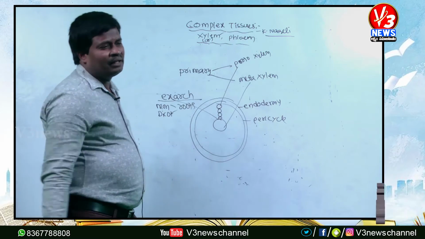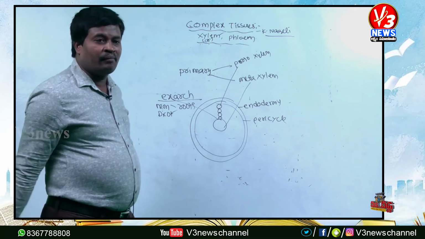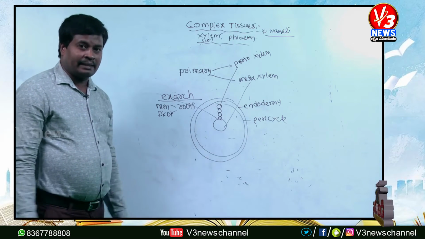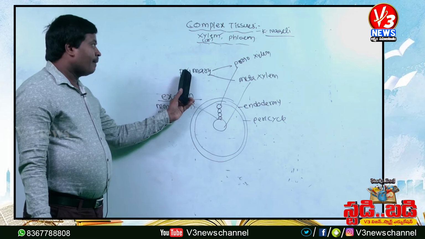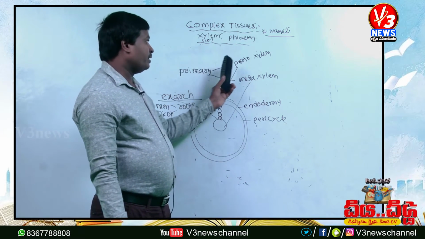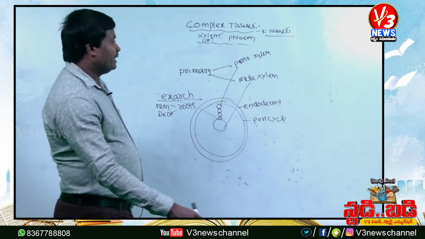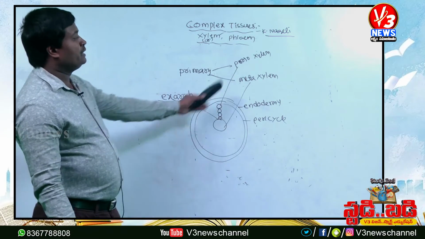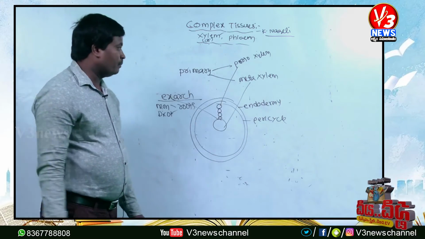Once again, what is primary xylem, and what is secondary xylem? Secondary xylem and secondary phloem are formed during secondary growth. Primary xylem is present in the root and stem, and it is differentiated into protoxylem and metaxylem. The first formed xylem is called protoxylem, and the later formed xylem is called metaxylem.